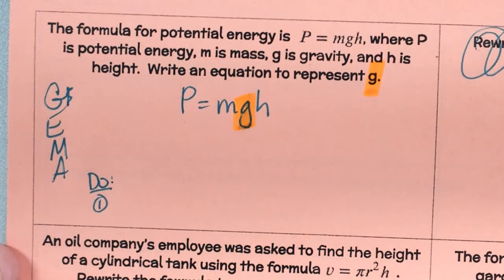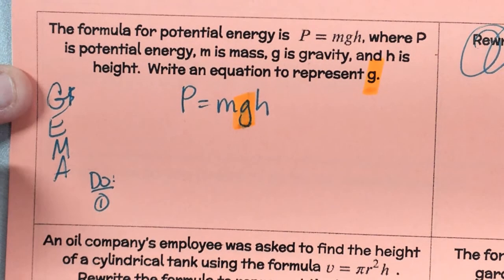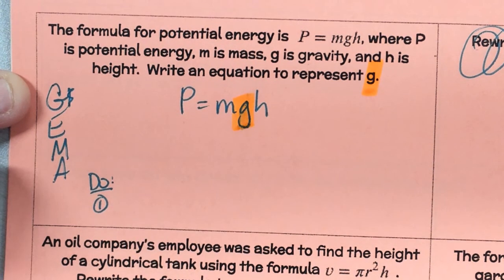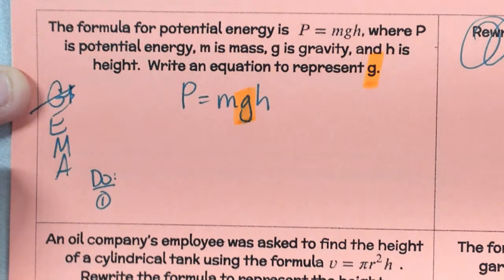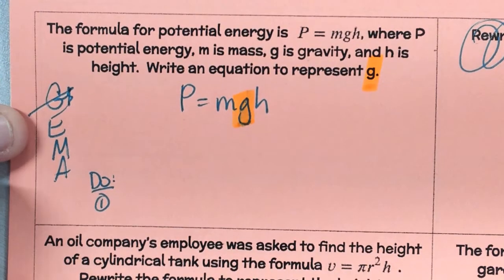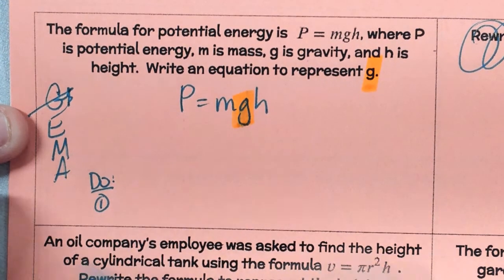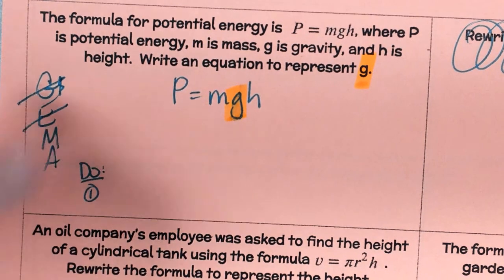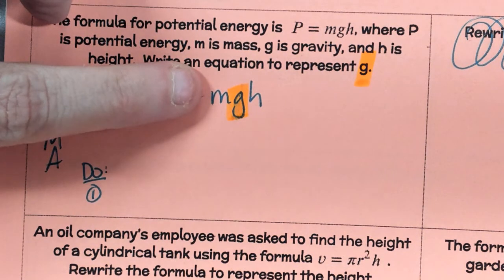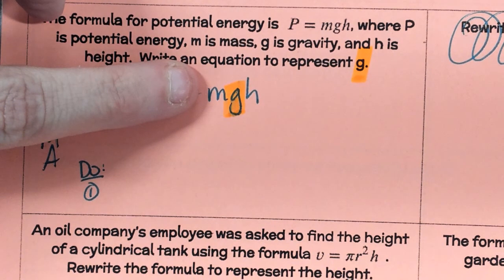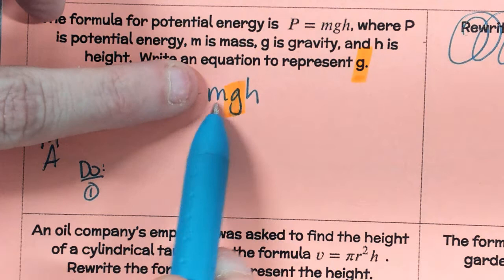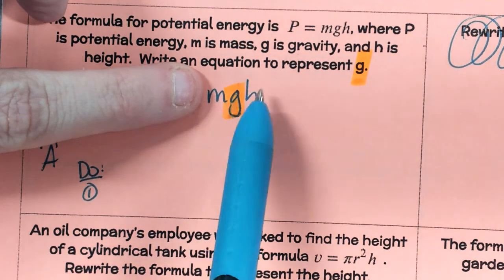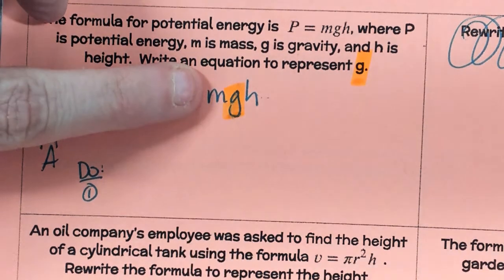Okay, so what question should I ask first? Grouping symbols. So like parentheses, brackets. Do I have any grouping symbols? No. There's no parentheses or anything. Okay. Do I have any exponents? Anything raised to a power? No. What about multiplicative stuff? Yeah, right? So what am I multiplying g by? M and h. See, P's over here by itself. I don't care about P. I care about m and h, right?